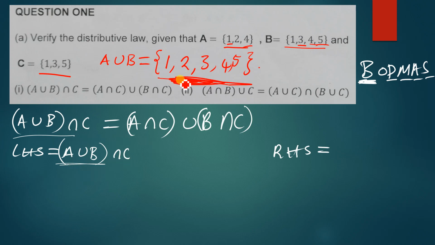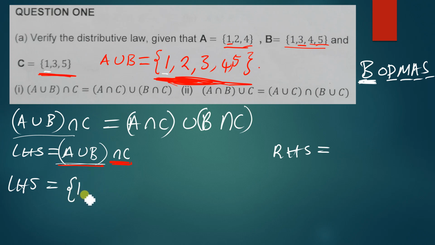So what we need to find now is the intersection of A union B and C, meaning we now look for the common elements in C and in A union B. So in this set and in this set, we look for what is common. So what is common in these two sets? You see that in the two sets, the common elements there are, we have 1 there, we have 1 there.